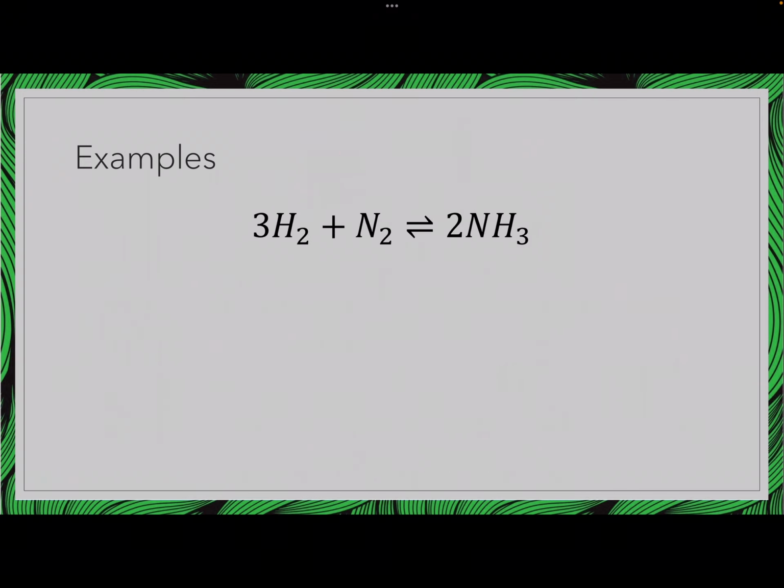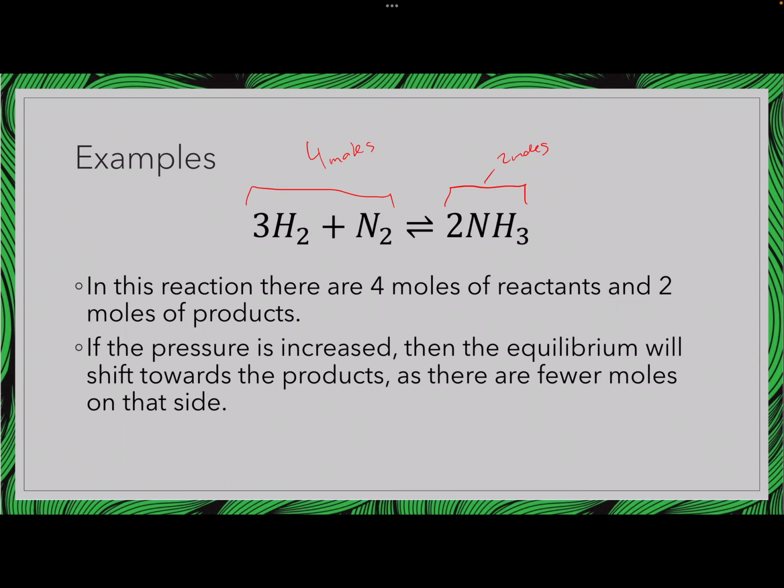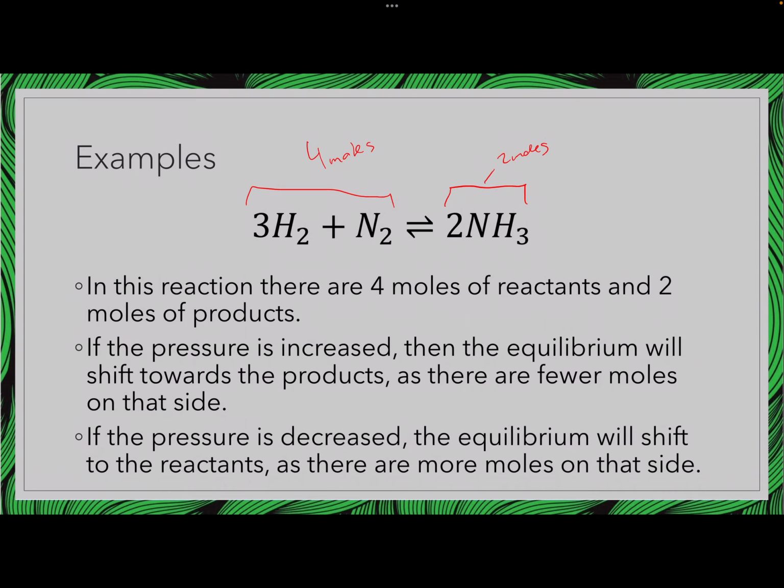Now let's have a look at ammonia again. So the Haber process, on the left-hand side, we have 4 moles of reagents, and on the product side, we have 2 moles. So if the pressure is increased, it'll move towards the products because we have a lower number of moles on the side of the products. If the pressure is decreased, the equilibrium will shift to the reactant side as there's more moles on that side. So it tries to minimize that change.